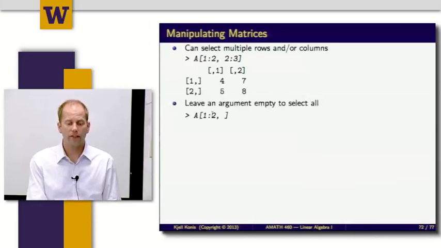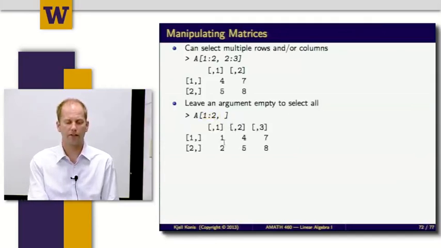And then I can also leave an argument empty to mean I want everything. So if I wanted all three columns here, instead of being forced to write 1:3, I can just write comma and leave that space blank. And R is going to interpret that as select the first two rows and all of the columns. So I end up with the first two rows of my matrix A.